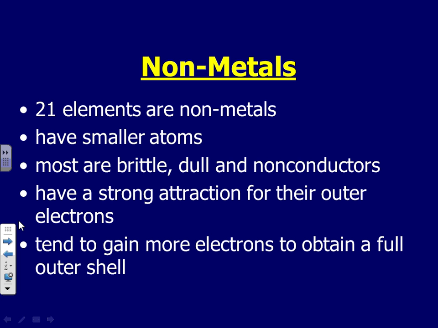So nonmetals, 21 of them are nonmetals. Their atoms are smaller. Their properties are varying. Most of them are brittle, they're dull, and they do not conduct heat or electricity. They have a strong attraction for their outer electrons. And they tend to gain more electrons to get a full outer shell.